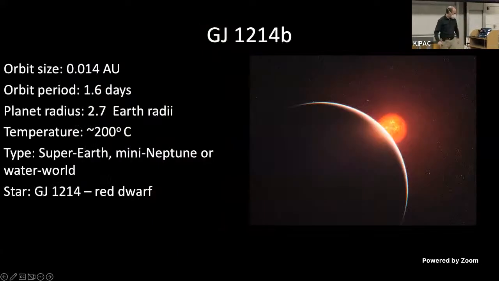One of the early super Earths that was observed has the serial number GJ, which stands for Gliese for some reason, 1214b, period of really short, 1.5 days. It's a super Earth, about 2.5 times the size of the Earth. It's really close to its star, but its star is also pretty faint, so it's only a temperature of 200 degrees Celsius, 300 or 400 Fahrenheit. Super Earth, mini Neptune, water world, that's what they wanted to measure.